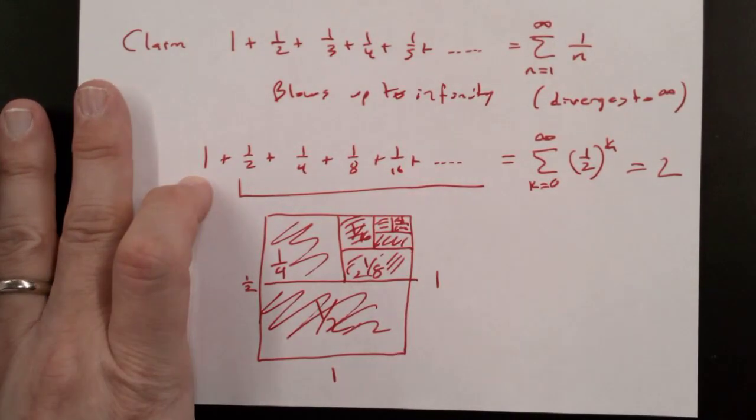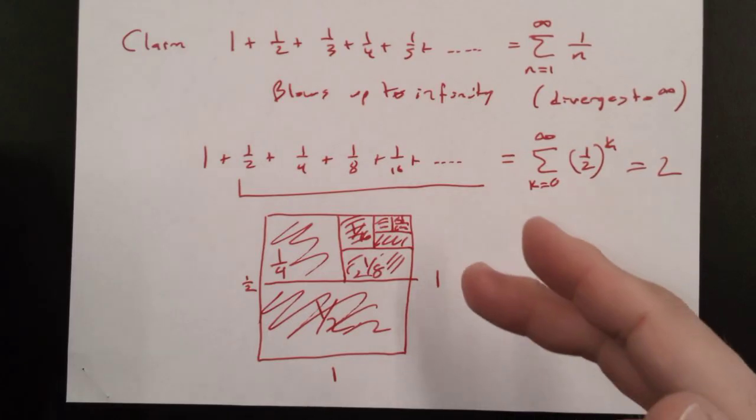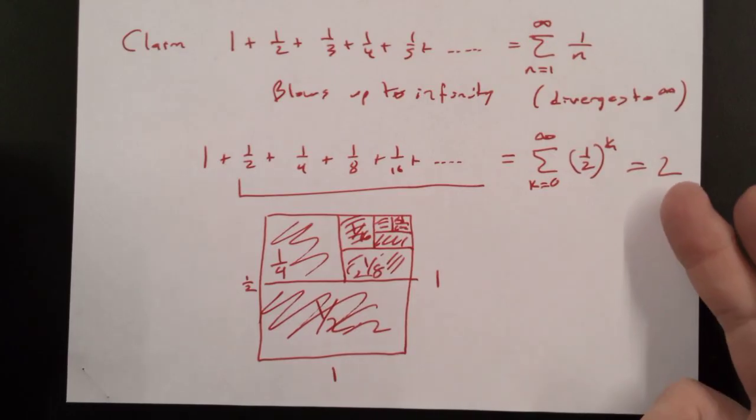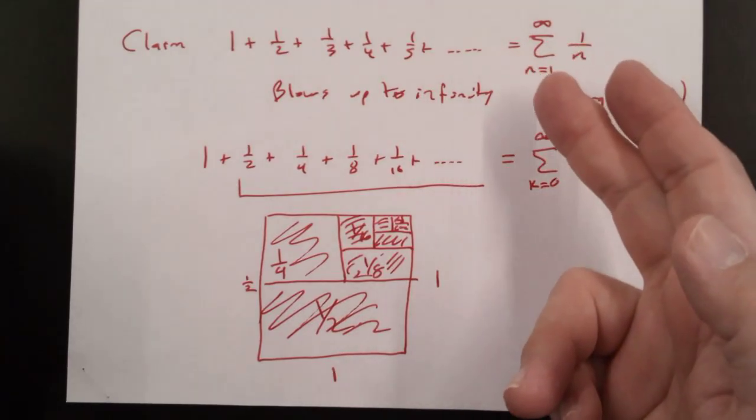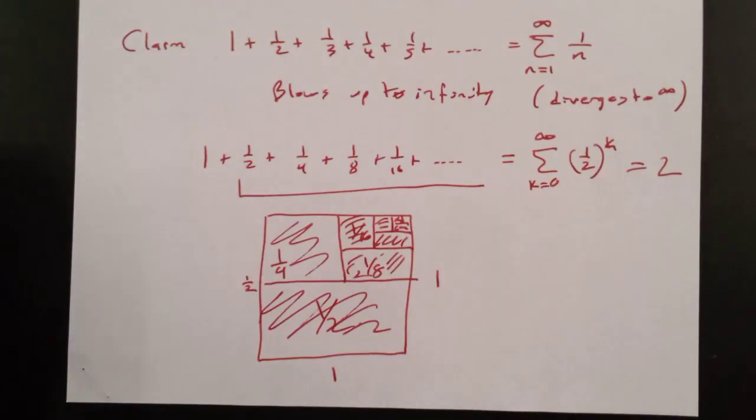And then I added another one, so I get 2. Ta-da! I can hold infinity in the palm of my hand, people. I love math. But this adds up to 2. This blows up to infinity? Why the hell does this blow up to infinity?